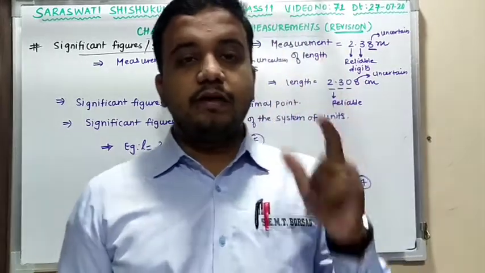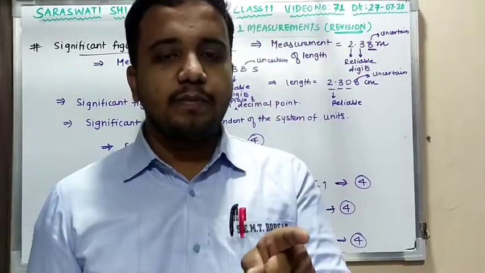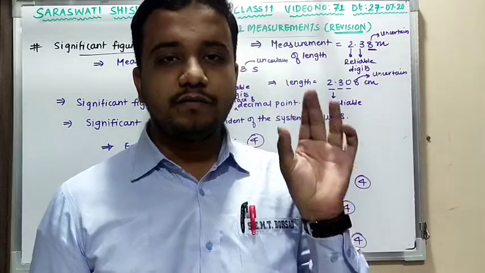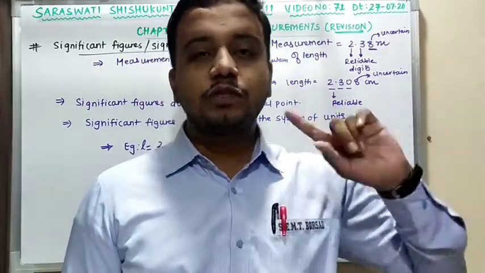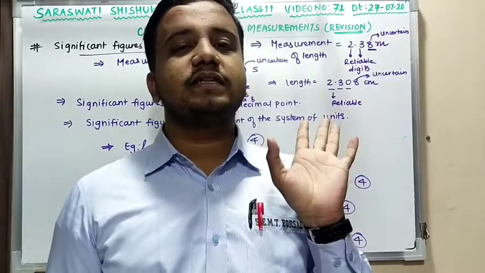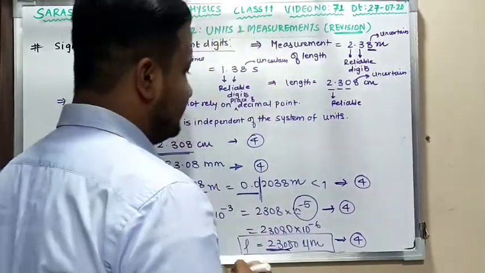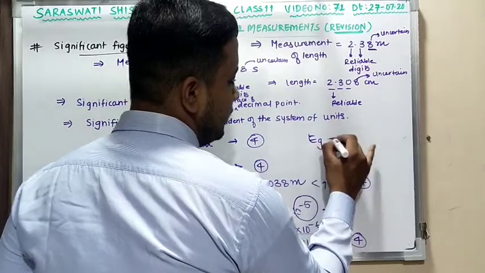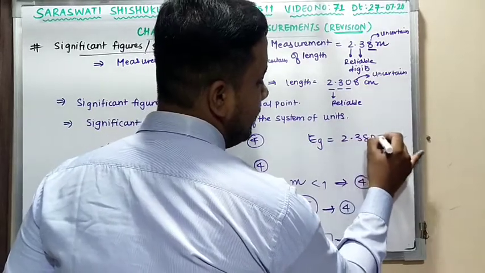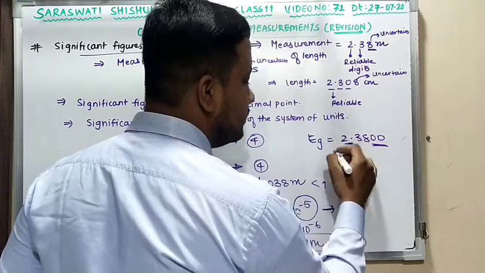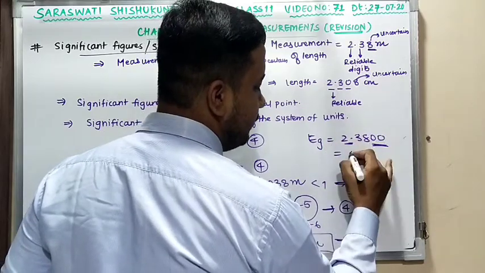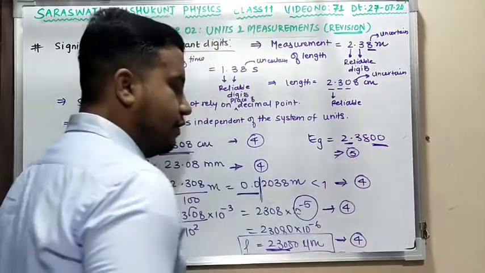Remember one thing, the trailing zeros to the right without a decimal point are not considered in what? Significant figures. And one more thing, if there is a decimal point and trailing zeros towards the right, then they are considered in significant figures. Suppose I am giving an example, that is 2.3800. Here the decimal point is there, and these are the trailing zeros towards the right. We will consider them in significant figures as 1 2 3 4 5. Here your significant digits are 5.